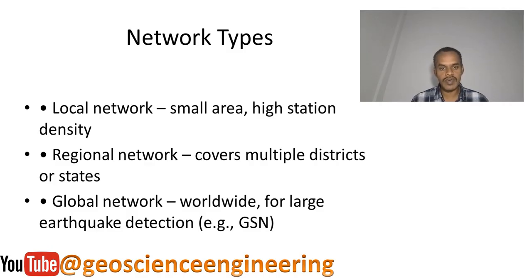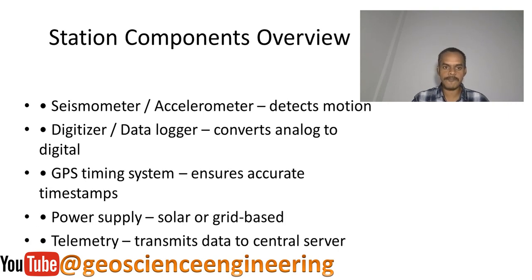And when you are going for a particular state, where in every district you have one instrument and you are gathering the data from that, it is a regional network. And a global network is worldwide. So wherever an earthquake happens in the world, you can know it through a global network, something like USGS. I'll also explain each and every network type with some practical examples and reference images.